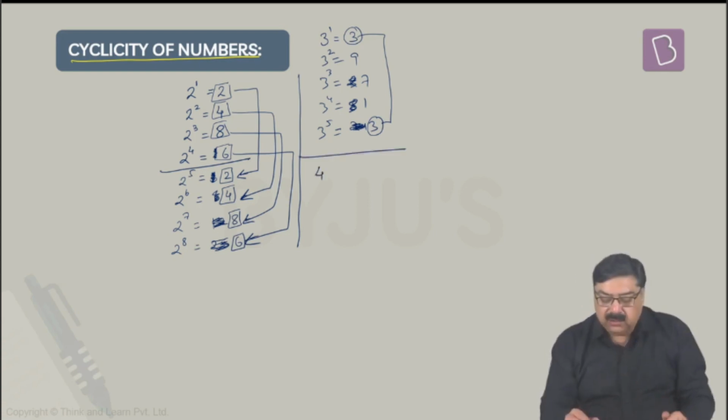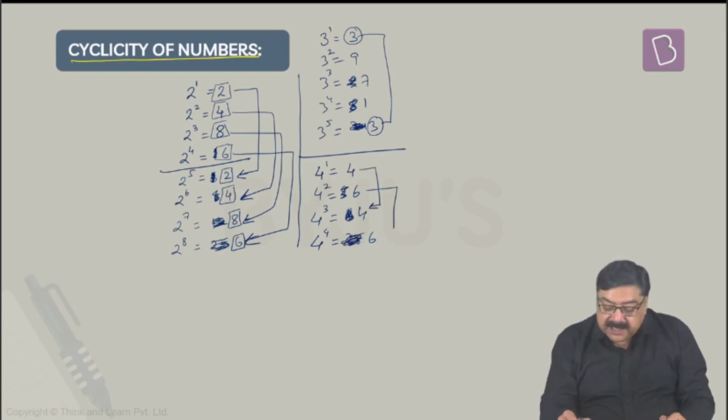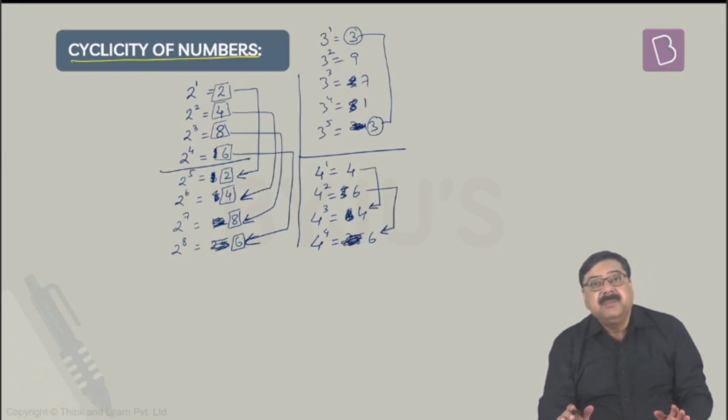Now look at number 4. 4 power 1 is 4, 4 power 2 is 16, we don't need this 1. 4 power 3 is 64, don't need this 6. 4 power 4 is 256, we don't need this 25. See, after every second power, the same digit is repeated. So we can say that number 4 has a cyclicity of 2. That is, after every 2 powers, the same digit appears in the units place.